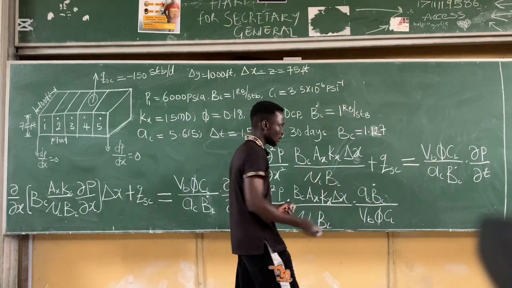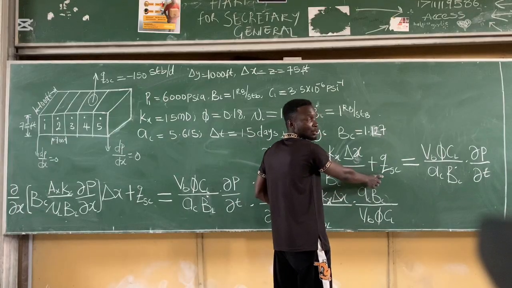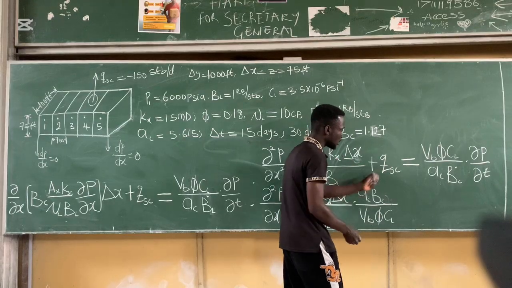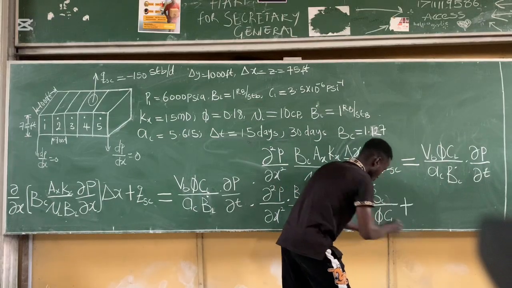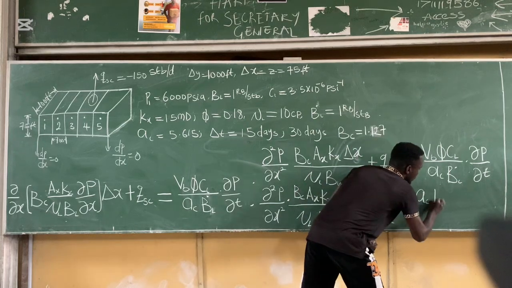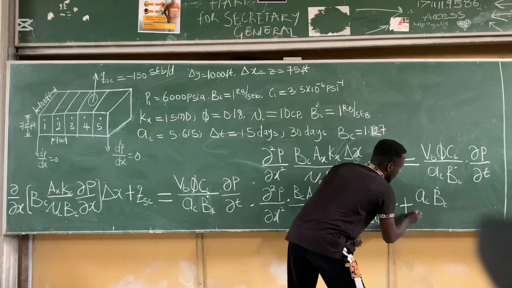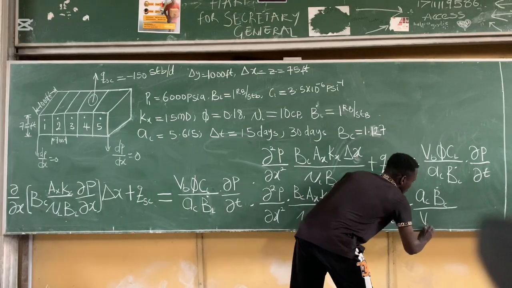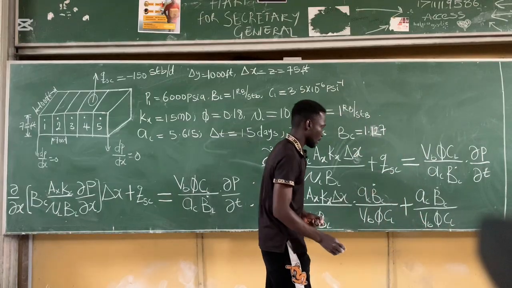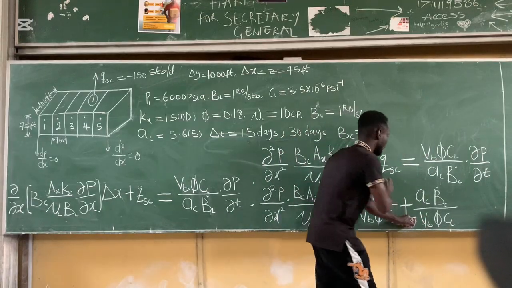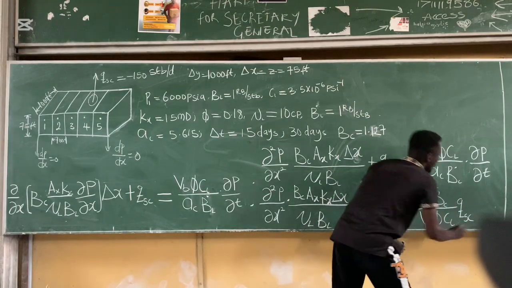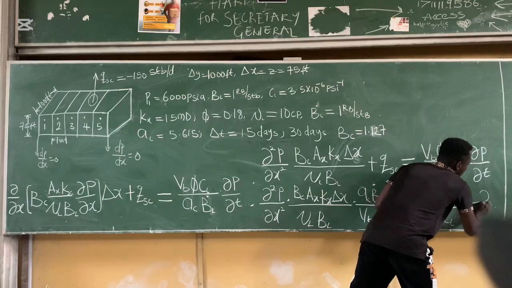For the second one, remember that we also have plus QSC here. So this division also affects the QSC. If it affects the QSC, this becomes plus alpha c Bc dot, all divided by Vb phi cL, then multiplied by QSC. So this becomes times QSC is equal to what?